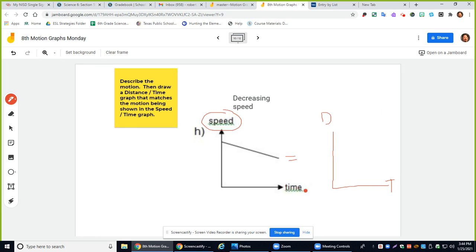Okay, so here's what it should look like. On a distance time graph, does this represent an object slowing down? Yes. Okay, so in other words, this speed time graph and this distance time graph show the same thing. It shows an object slowing down, but not to a stop, and we'll actually look at that tomorrow. So we're actually a little bit ahead.